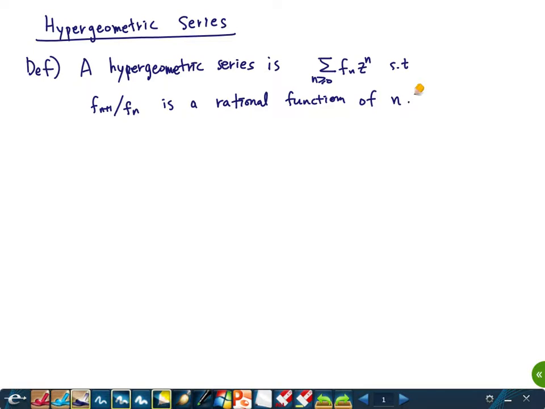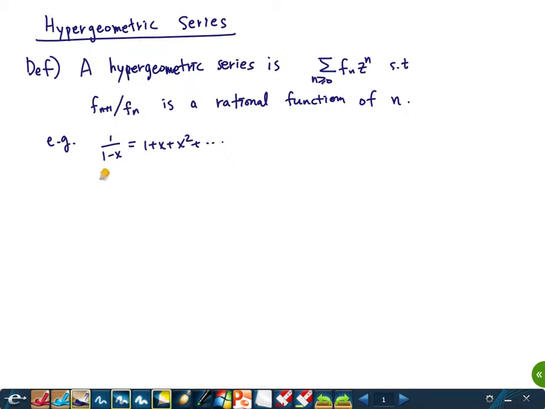So there are many useful functions that are hypergeometric series. For instance, the geometric series is of course a simple form of a hypergeometric series. The geometric series 1 plus x plus x squared and so on is a hypergeometric series because the ratio is always 1, and 1 is a function of n, which is constant, a rational function. So this is trivial, probably the simplest hypergeometric series, and because it is a generalization of the geometric series, this is the reason why it's called a hypergeometric series.